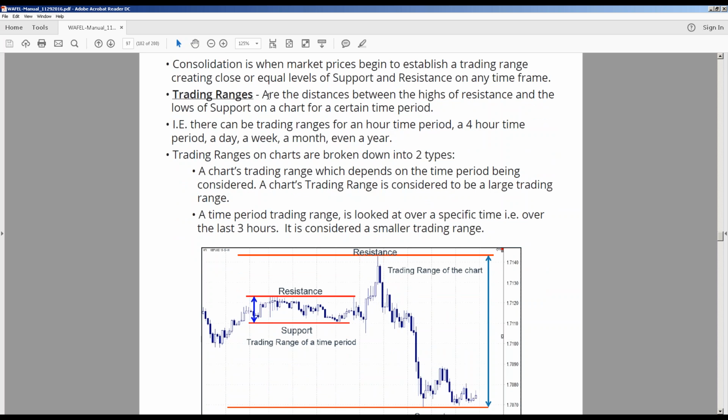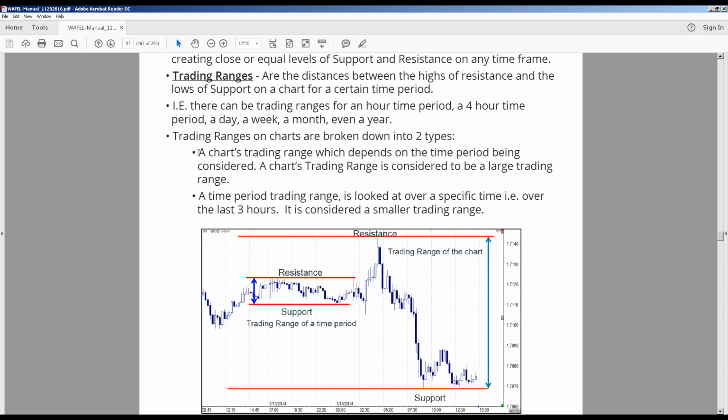Trading ranges are the distances between the highs of resistance and the lows of support in a chart for a certain time period. There can be trading ranges for an hour, a 4-hour time period, a day, a week, a month, or even a year. Trading ranges on charts are broken down into two types. First of all, a chart's trading range, which depends on the time period being considered. A chart's trading range is considered to be a large trading range.